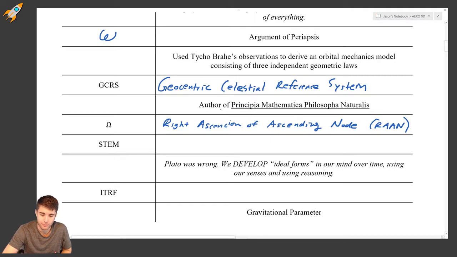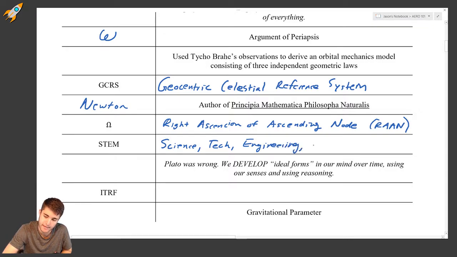So, author of Principia was Newton. Oh, Yoshirox, you got it, man. It was Newton. Okay, STEM, we already know STEM, right? We better know STEM. Science, technology, engineering, and math. That's what STEM is.